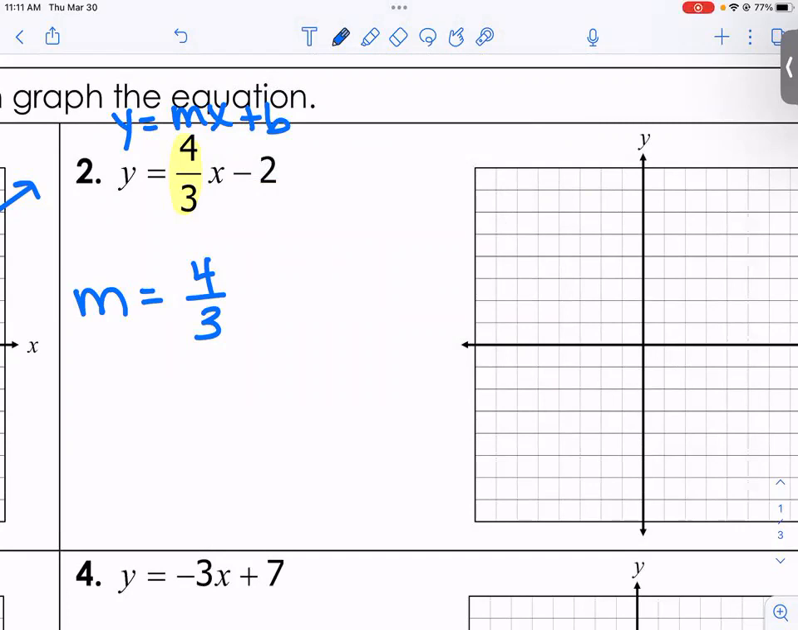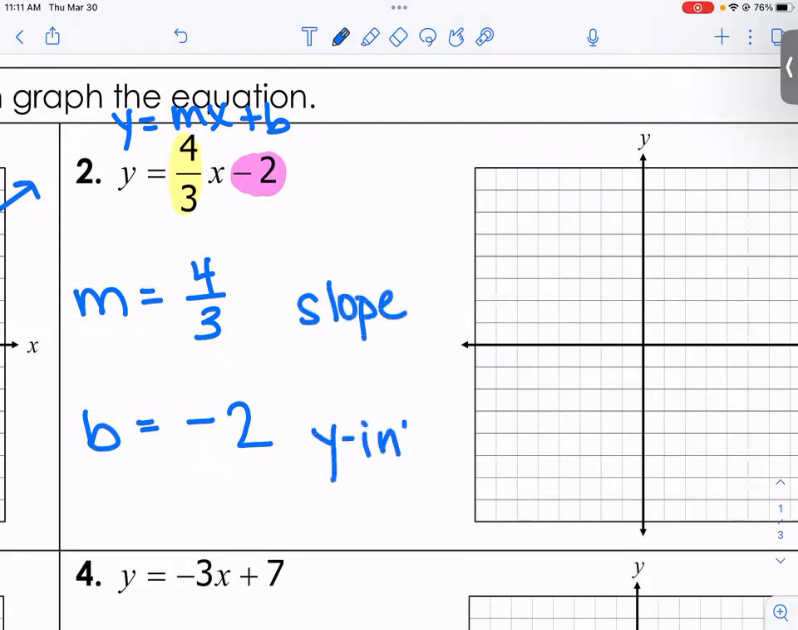Okay. Now, the number added after the x is -2. So our y-intercept is -2. When I write y-int, that's y-intercept. I just don't want to write the whole word.